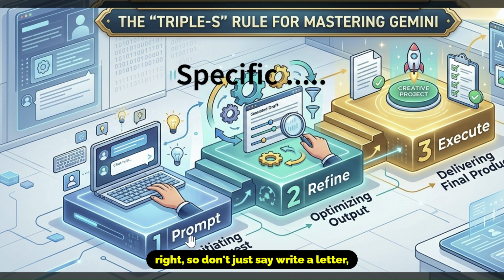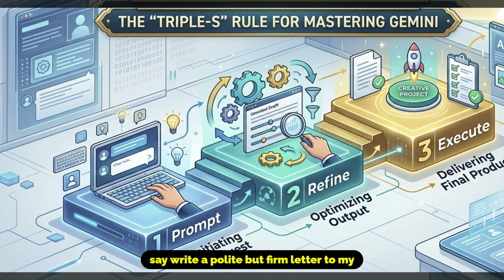So don't just say write a letter. Say write a polite but firm letter to my landlord. Say, for example, if you have a leaky faucet or something, you can ask Gemini to write a letter for you.